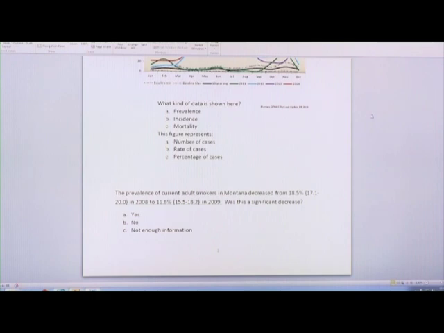Okay, so the prevalence of current adult smokers in Montana decreased from 18.5%, parentheses 17.1 to 20.0, in 2008 to 16.8%, parentheses 15.5 to 18.2, in 2009. Was this a significant decrease? Yes, no, or not enough information? No. Yep, good job, correct. You all passed with flying colors. Woohoo!